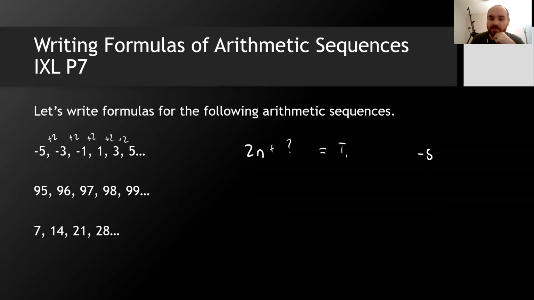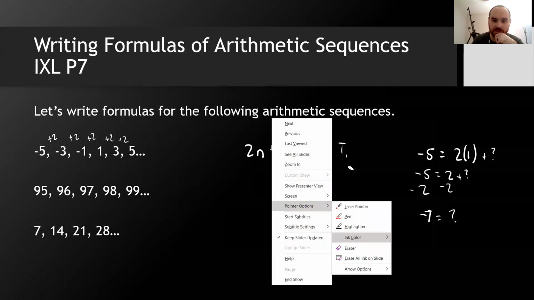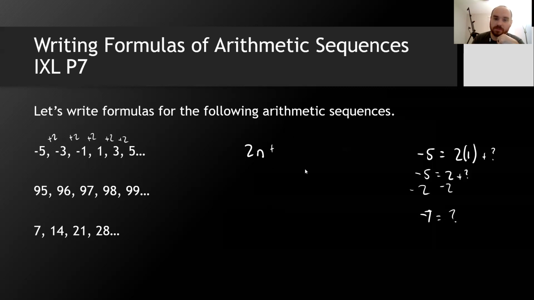So my T1 is -5. So -5 needs to equal 2 times 1 plus question mark. That means -5 equals 2 plus question mark. So we need to figure out what plus 2 equals -5. The easiest way to do that is subtract 2 from both sides. That gives us -7 equals the question mark. So my formula should be 2n plus -7.